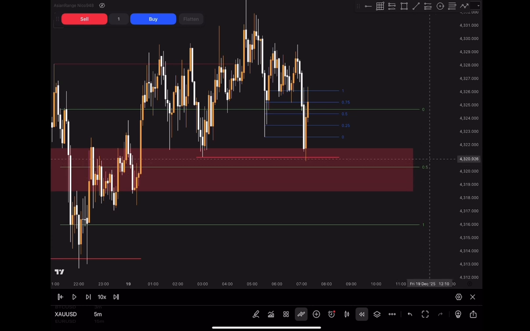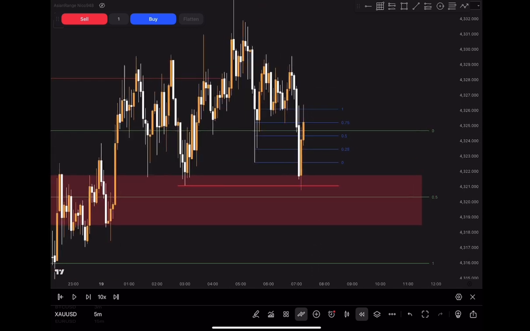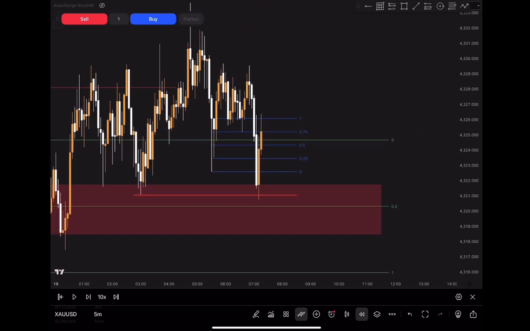So we didn't get that mitigation of our 50%, which is completely fine. With the lower time frame, a lot more is plausible, but a lot more needs to happen for confirmation. We have disrespected the 50%. So now I want to use the 50% as some sort of inverse use to then push higher. But I want some more confirmation.